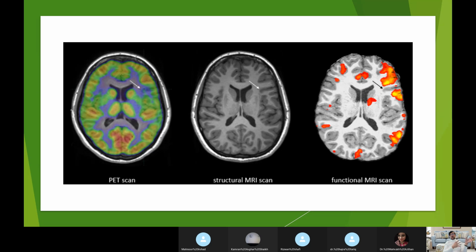Radioisotope material is used in getting the images. So it's sharper than the structural MRI scan, which we usually see in our clinical practice, and sharper than the functional MRI scan, which we usually don't see in our clinical practice. But PET scans are available in Pakistan. So PET scans can be used to see.